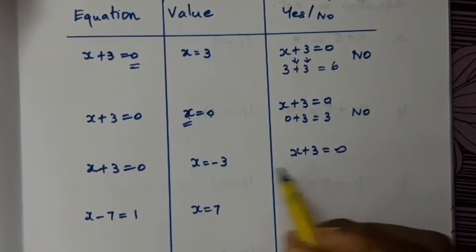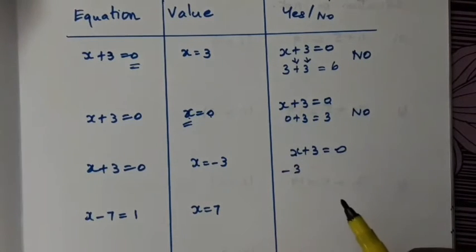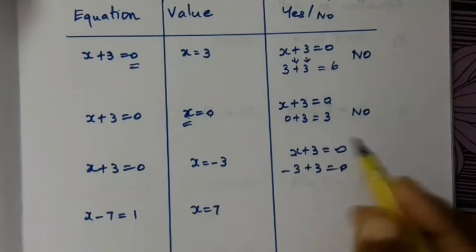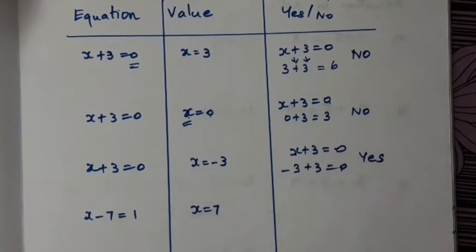Now we will check that. What is x? x is minus 3. Minus 3 plus 3 is 0, which is correct. So this equation is satisfied.